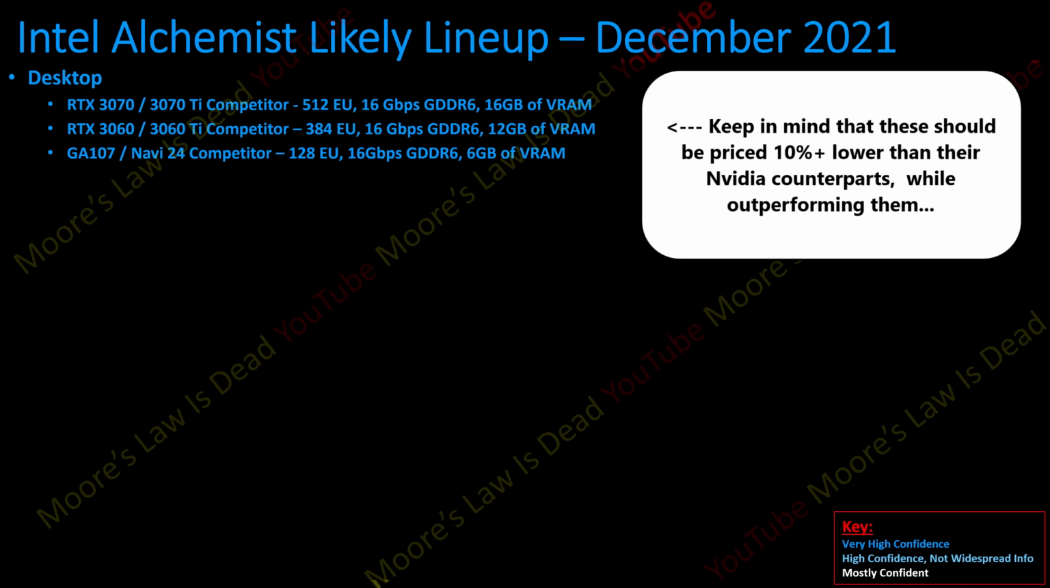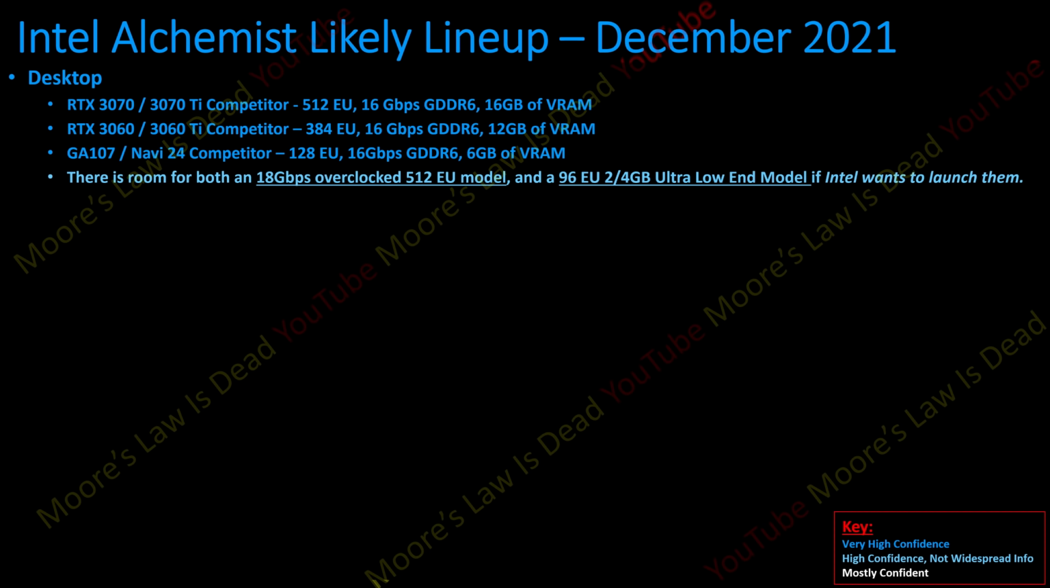Then we have the GA107/Navi 24 competitor. This is the 128 execution unit model that could really launch in quarter one to desktop. There is room for an 18 gigabit per second overclocked model. Again, they validated that top model to 18 gigabit per second. None of the actual ones I'm seeing being tested for final release have 18 gigabit per second, but it is validated to it.